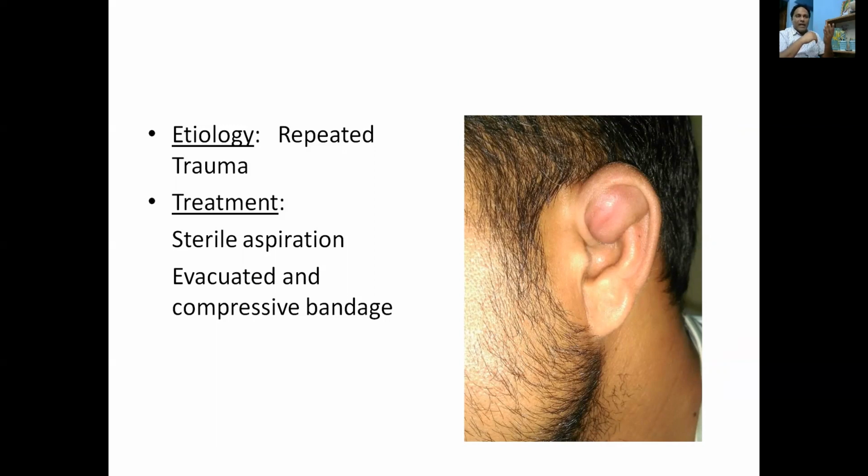As shown in this picture, if a patient comes with the first episode, then the treatment of choice is to start with sterile aspiration of the fluid, evacuating the total collection outside. Then we'll give a compressive, tight bandage to prevent further fluid collection.